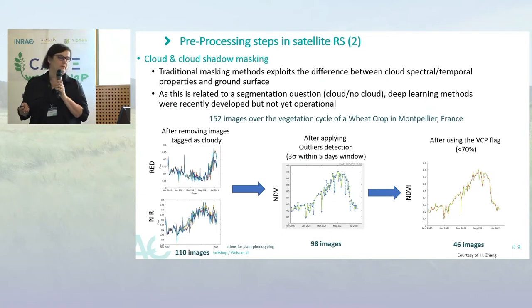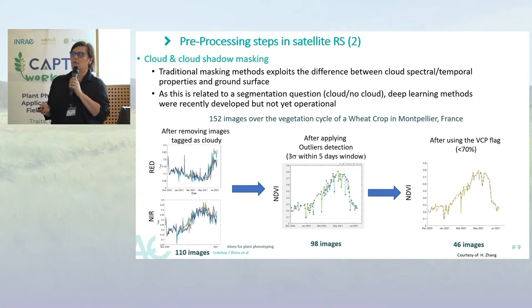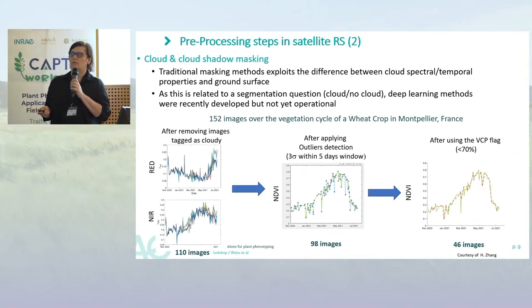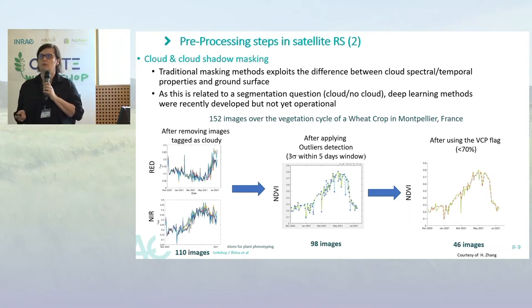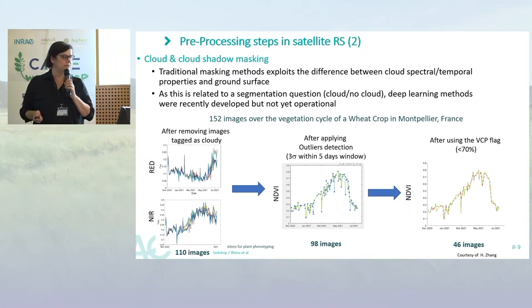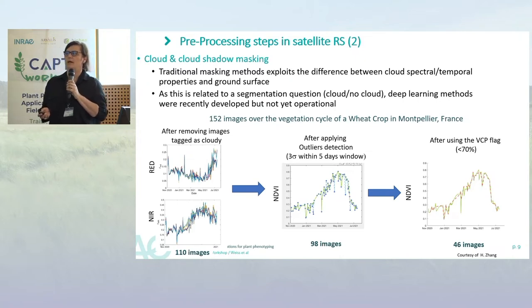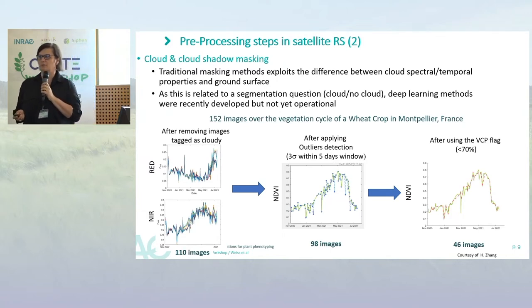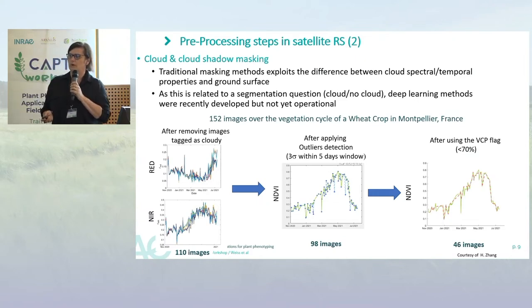To show you the impact of clouds, there was a work done in our unit where we downloaded 152 images of PlanetScope over Mogio sites. It was in the PREFAST experiment that Raoul presented yesterday. The data are delivered with some tags, and we removed the ones tagged as cloudy, and we got 110 images. As you can see, the time series is still very noisy. So we applied a kind of filtering method to detect some outliers, not all, and we reduced to around 100 images.